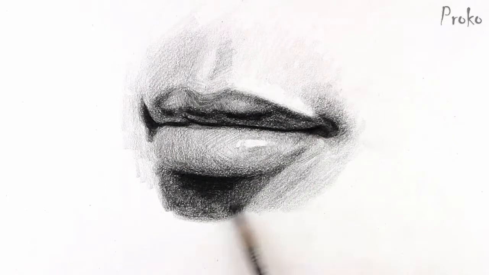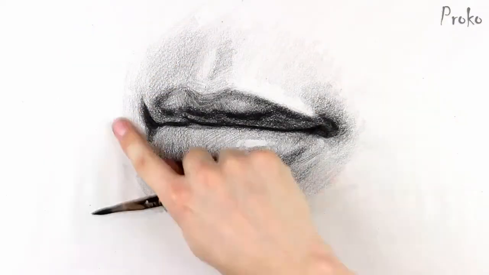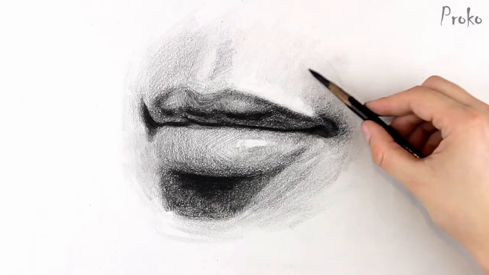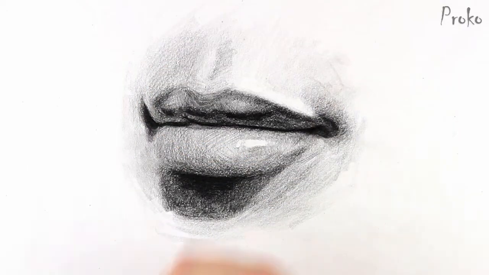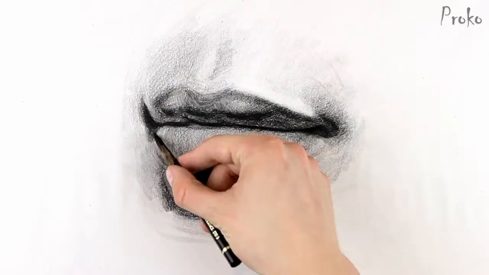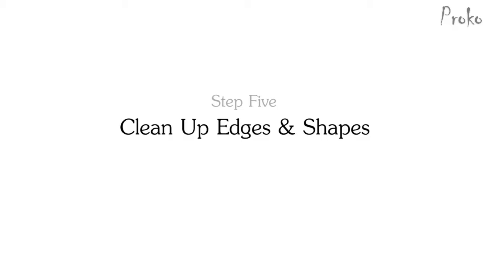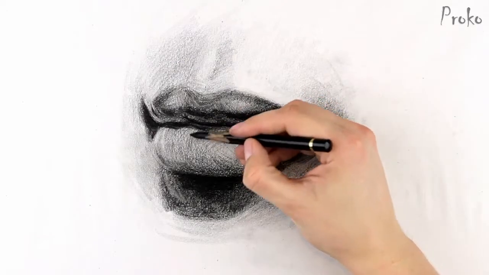The area under the lips will be mostly halftone since these planes face down. Now I'll add that secondary light source and make sure it stays in a supporting role and doesn't become the main character. Finally, let's clean up some edges and shapes. I'll go through the drawing one more time and do some cleanup work to define things a little better.